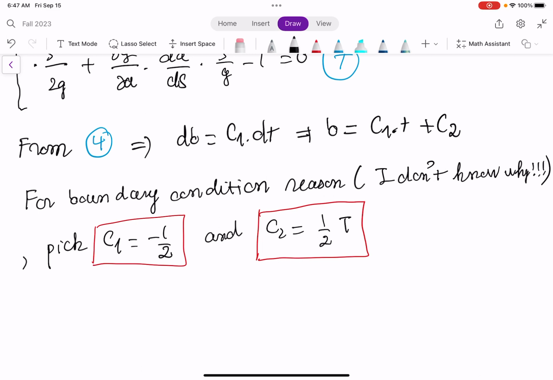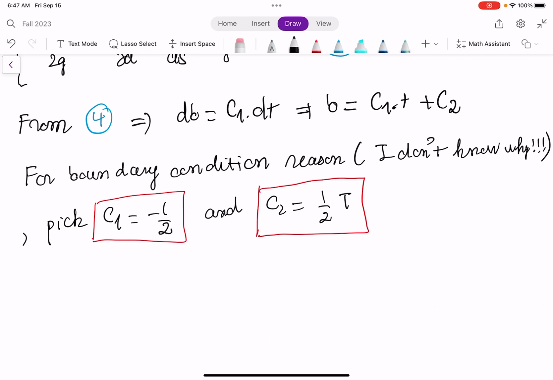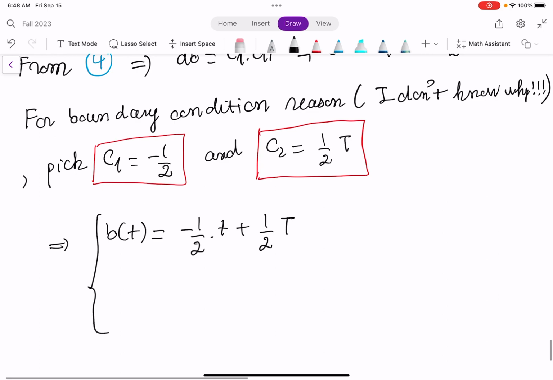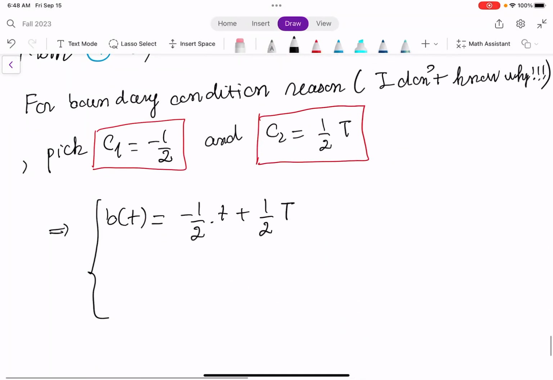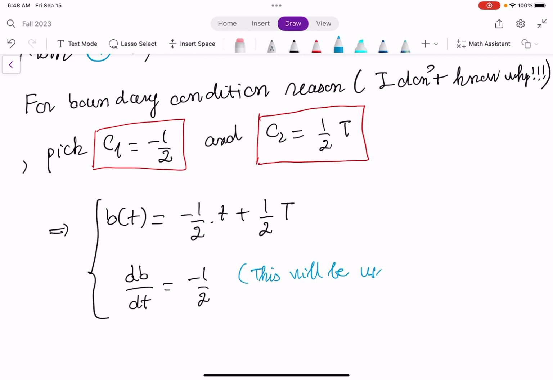After they pick this, you plug it into your b and you get b as a function of t equal to negative 1/2 times t plus 1/2 temperature, or big T. Also, remember, our db over dt is c1, so db over dt is negative 1/2. This will be useful later. We'll use it later. It's a useful expression. So this is your b.